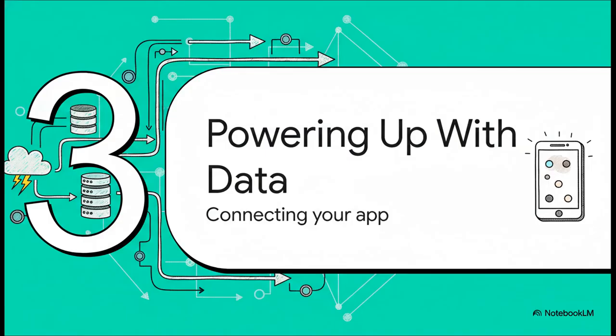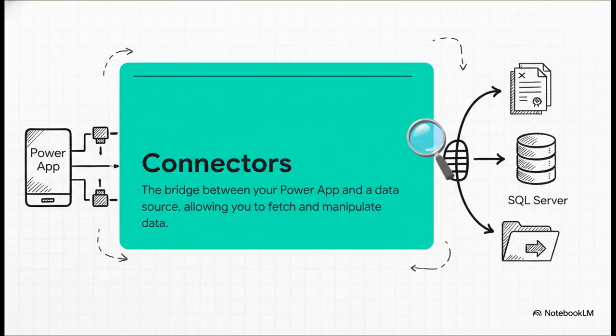Of course, an app without any data is just, well, it's just a pretty picture, right? It doesn't actually do anything. So let's talk about how we hook it up to a power source. And we do that using things called connectors. The best way to think of them is like universal adapters. They create a safe, secure bridge between your app and hundreds of different data sources, letting your app read and write information back and forth without you having to do any heavy lifting.